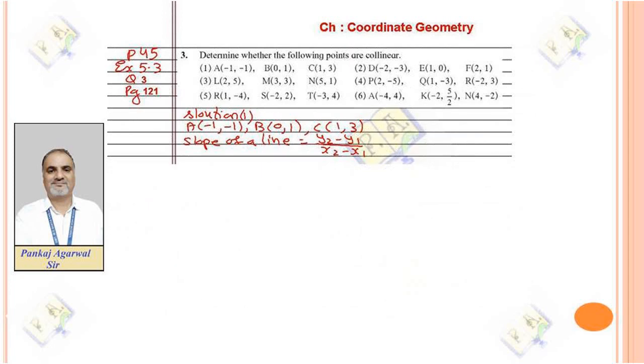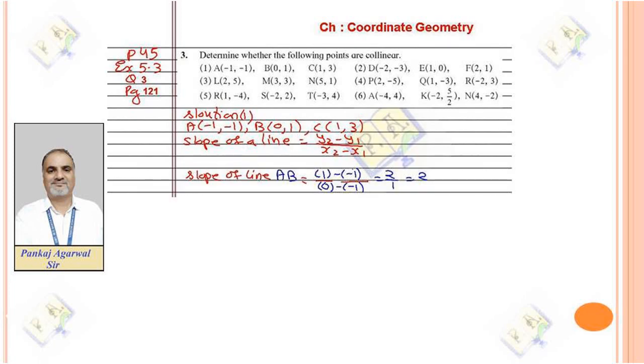There are 6 sub questions. First sub question: A coordinate (-1, -1), B coordinate (0, 1), and C coordinate (1, 3). Since we are going to find the slope of two different lines, we will generalize. Slope of a line is (y2 minus y1) whole upon (x2 minus x1).